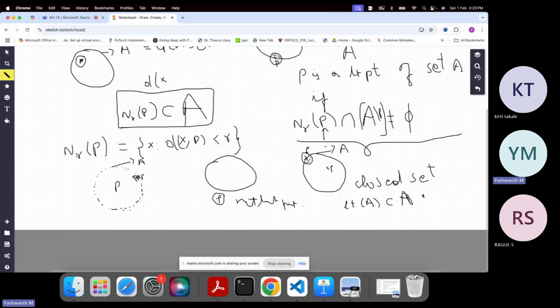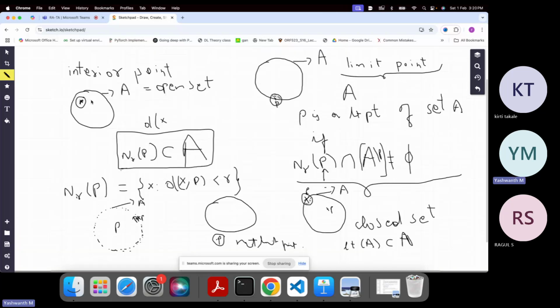So a closed set is what? If a set contains all its limit points, then it's a closed set. An open set is one where every point of the set should be an interior point. That's an open set. And the supremum, that's the least upper bound. Okay.